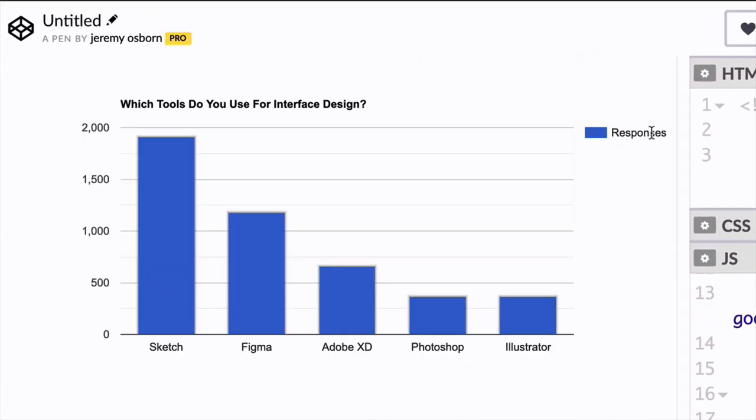So again, let's check out our final interactivity, and you can see that as you hover over the columns, this interactive tooltip appears with the exact number of responses as well as the name of the tool. And the great thing is you get all of this for free with the Google Chart library.